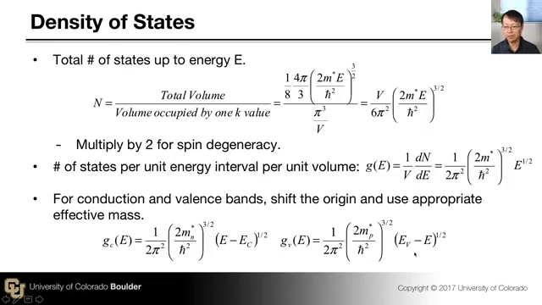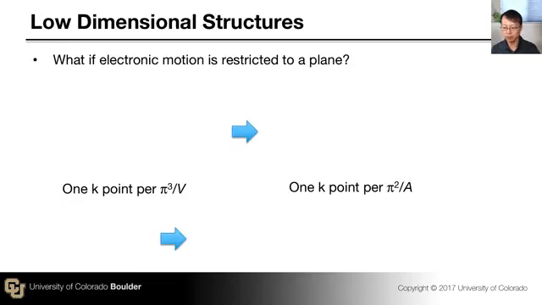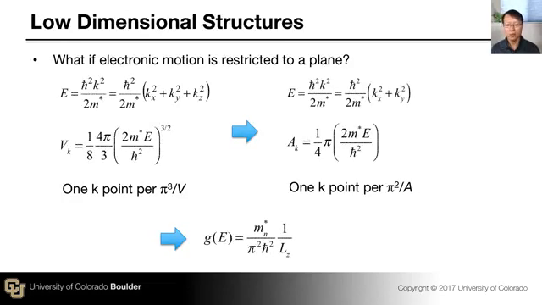The key part is that in this case, the density of states goes as the square root of energy. So it is 0 at the bottom of the conduction band. It increases as the square root of E as you go up into higher energy. Likewise, the density of states for holes is 0 at the top of the valence band, and as you go down in energy, deeper into the valence band, the density of states increases as the square root of the energy.